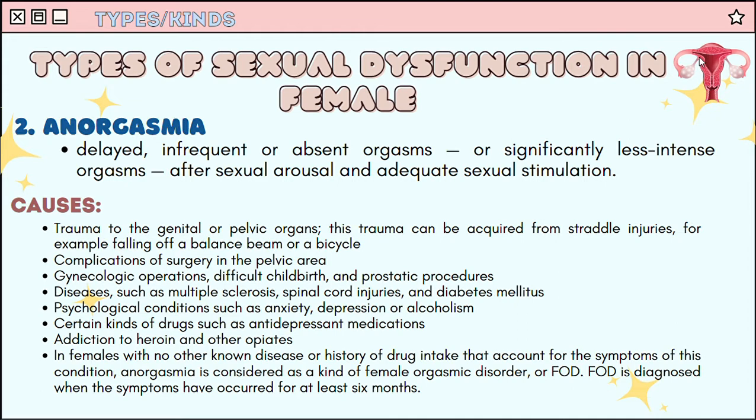In females with no other known disease or history of drug intake that accounts for symptoms of this condition, anorgasmia is considered a kind of female orgasmic disorder or FOD. So this FOD is diagnosed when the symptoms have occurred for at least 6 months.